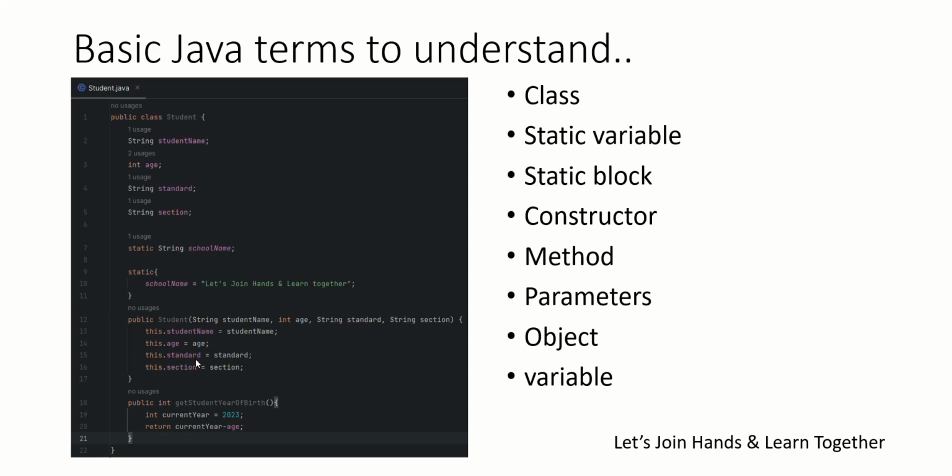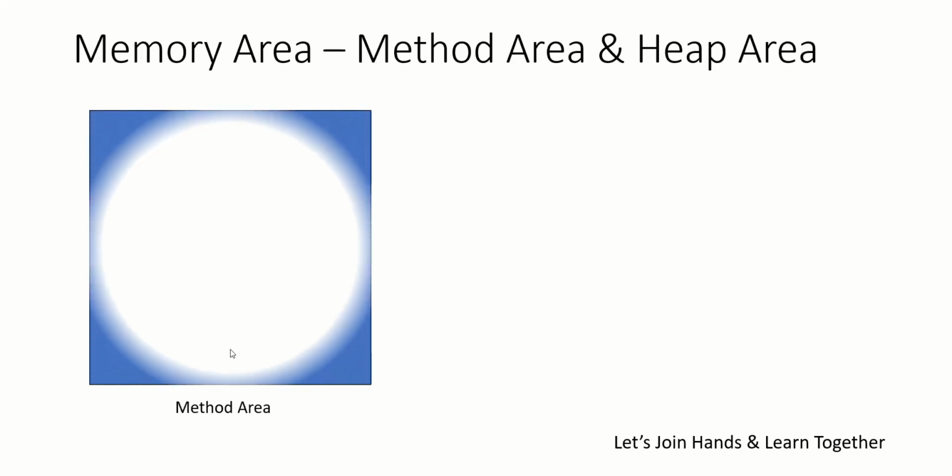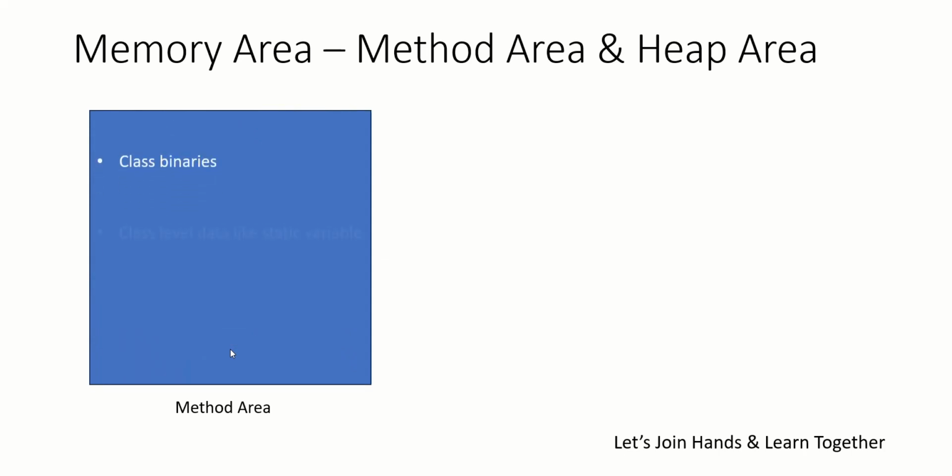Okay, and the constant pool is nothing but the symbols, right? Student name is one symbol, string is a symbol, age, standard, section, school name, these are all symbols. These symbols will be stored in the constant pool inside the method area. So to understand, it will have class binaries and class level data like static variables. A static variable is class data, right? That will also be stored in the method area. Then the constant pool stores all the symbols present in the class.